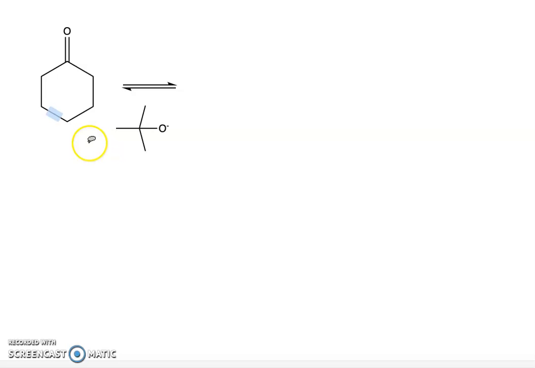Now, t-butoxide is strong enough to give us some enolate, but not 100% conversion. You'll see that this is our enolate product, and depending on the strength of the base and the particular ketone you're looking at, you will get approximately 1% of your enolate product and 99% of the starting ketone.